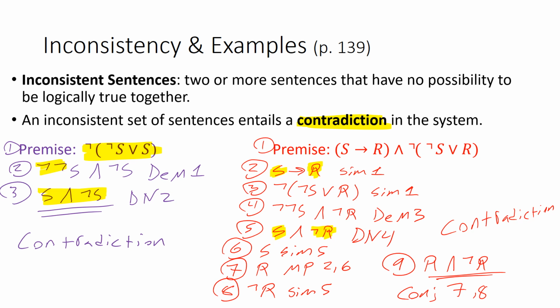So because the sentence we started with does imply this sentence here, it's not logically equivalent to it, but nevertheless does entail it, we know that the sentence that we started with is logically impossible.